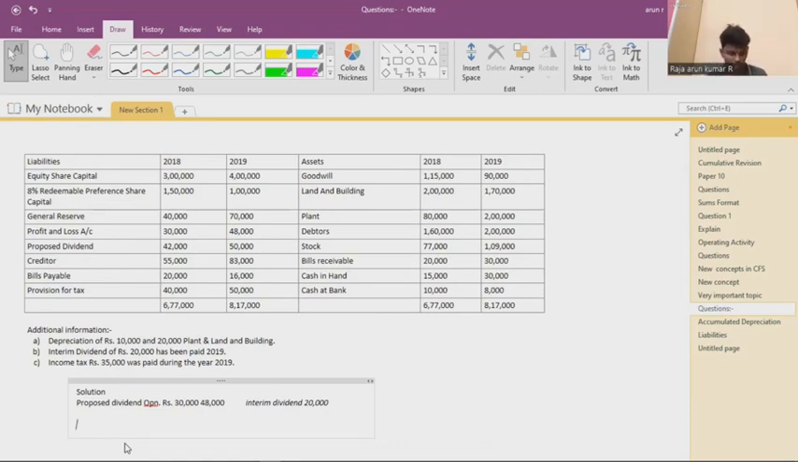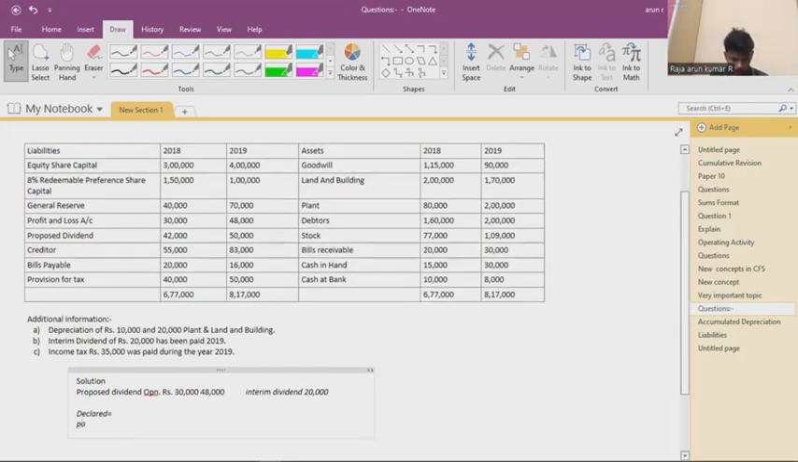Then we write two things: declared during the year and paid off during the year. Both we write that. Declared what? Declared 48,000 in 2019. That only we write, 48,000 plus 20,000. Add that because there is an adjustment of interim dividend, equal to 68,000.